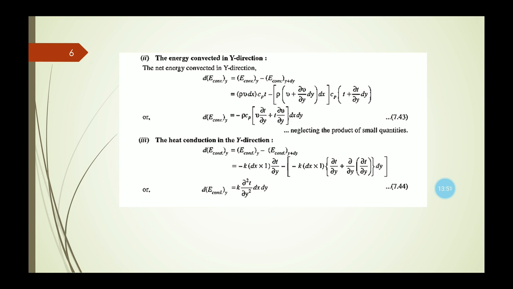So this is our equation number 7.43, where we have neglected the product of the smaller quantities. Next, for the third part of the equation 7.41, the heat conduction in the y direction. It can also be formulated in a similar manner. E conduction y minus E conduction y plus dy. Here again after 3 or 4 steps we are getting that dE conduction y, that means the heat conduction in the y direction, is equal to k ∂²T/∂y² into dx dy. This is our equation number 7.44.